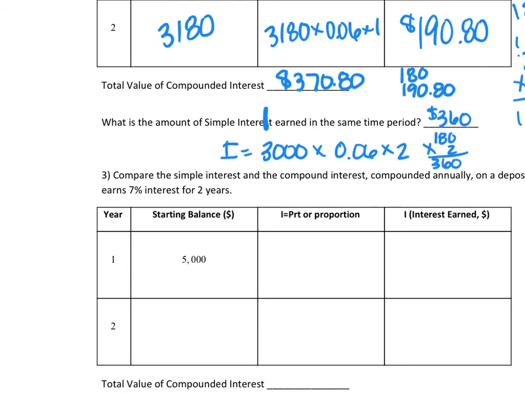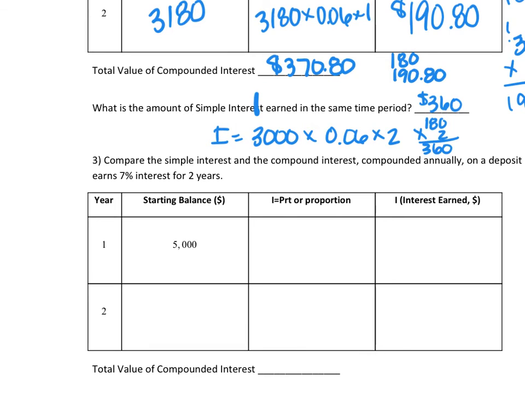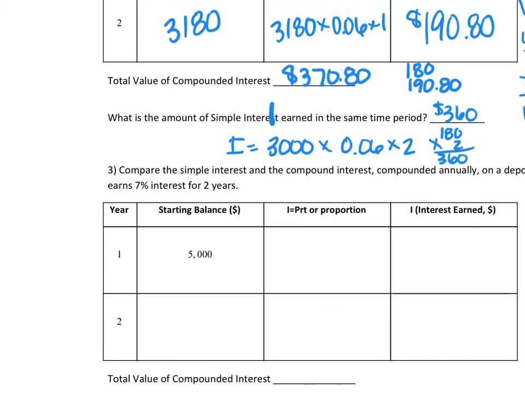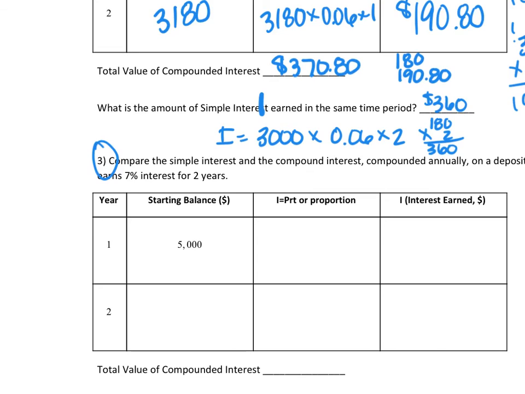Okay? How do y'all feel about that so far? Pretty simple, right? Okay, so I'm going to have you try number 3. I want you to calculate the simple interest and the compound interest for number 3. It's $5,000, excuse me, for 7% interest for 2 years. Okay, so go through and do that and calculate both, and we're going to discuss it here in just a minute.